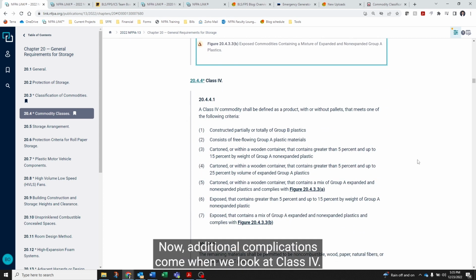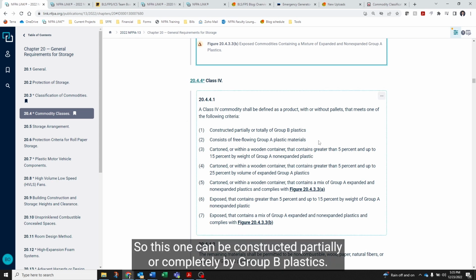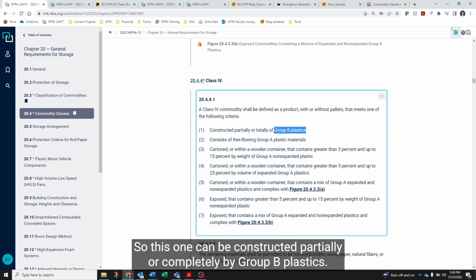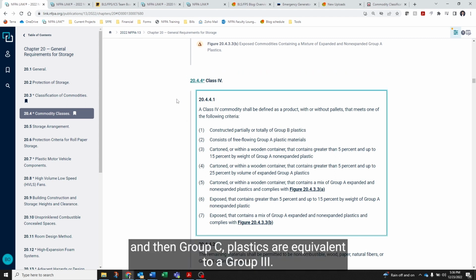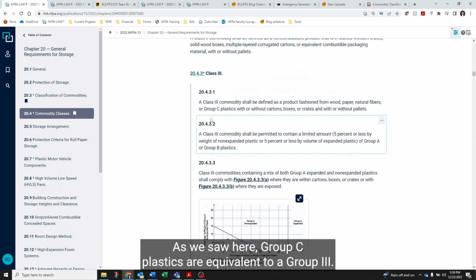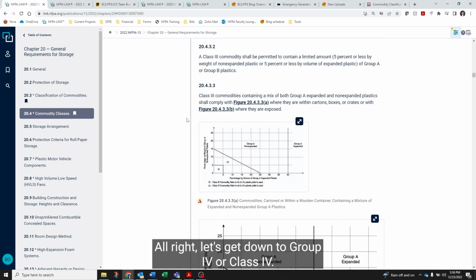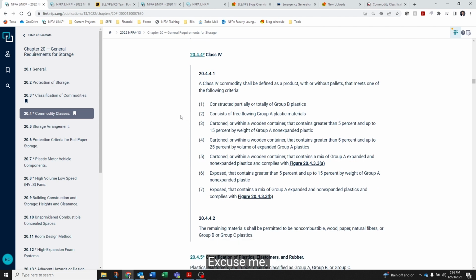Now, additional complications come when we look at Class 4. Class 4 commodity is defined as a product with or without pallets that meets one of the following criteria. So this one can be constructed partially or completely by Group B plastics. So Group B plastics are equivalent to a Class 4, and then Group C plastics are equivalent to a Class 3, as we saw up here. Group C plastics are equivalent to a Class 3. All right, let's get back down to Class 4.